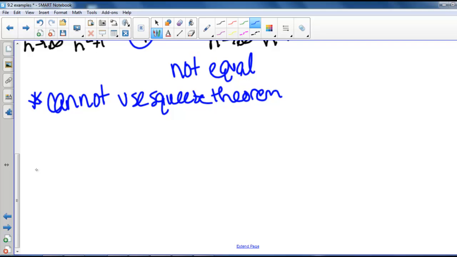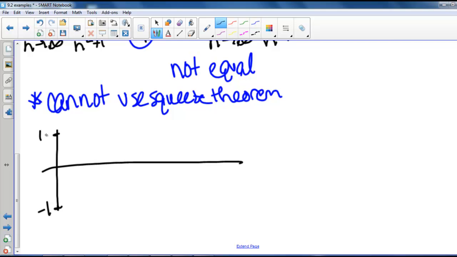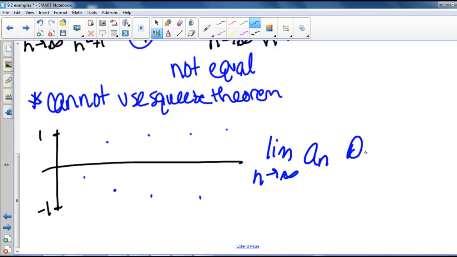If we were to plot some of these terms, we see that it does stay between -1 and 1, but it doesn't converge to a number. The limit as n goes to infinity of a sub n does not exist and diverges because it bounces back and forth.